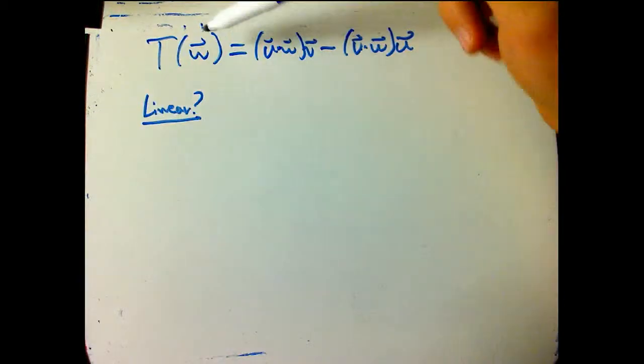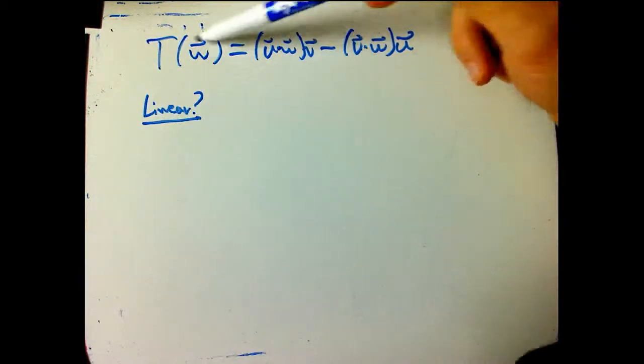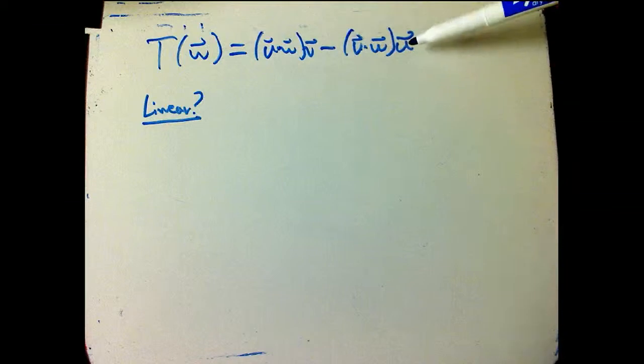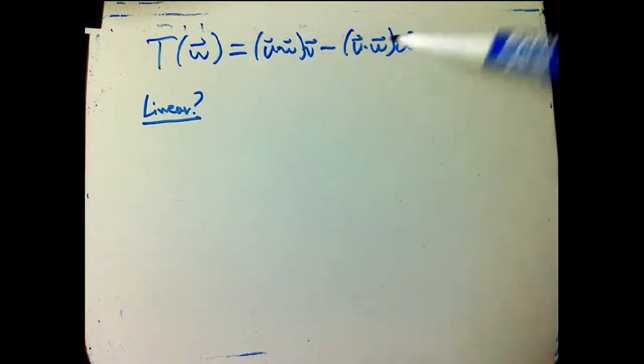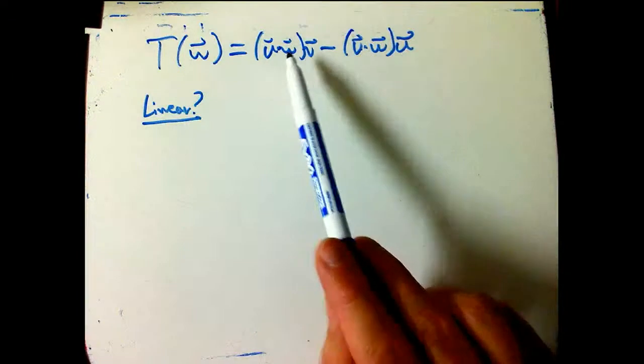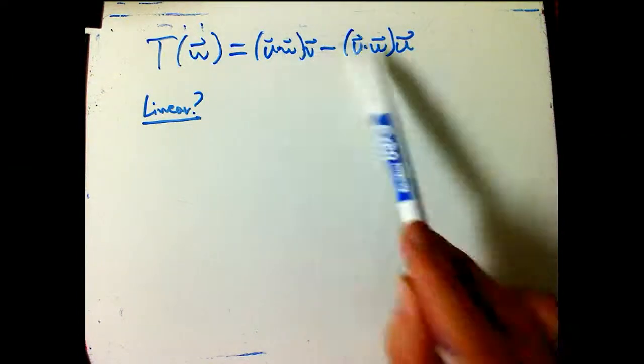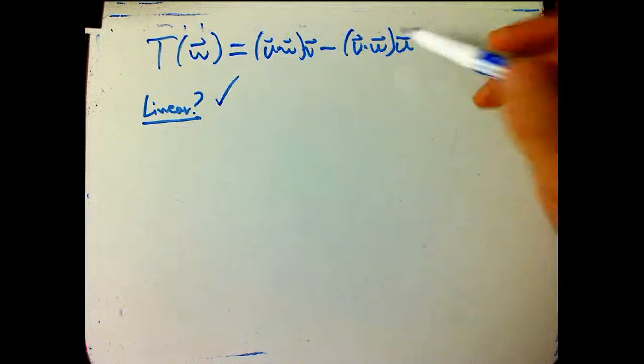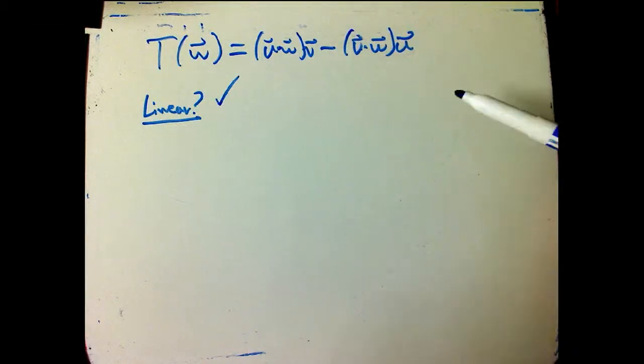Is this something that if I put W1 plus W2 into this formula, I'll get the sum of the corresponding formulas? Or if I put 2W, will I get 2 times the output? That's pretty easy to check because it's just made of linear operations, the dot product and scalar times vector. So it's just an easy exercise with some distributivity laws and some scalar multiplication laws. Okay, so T really is a linear transformation.